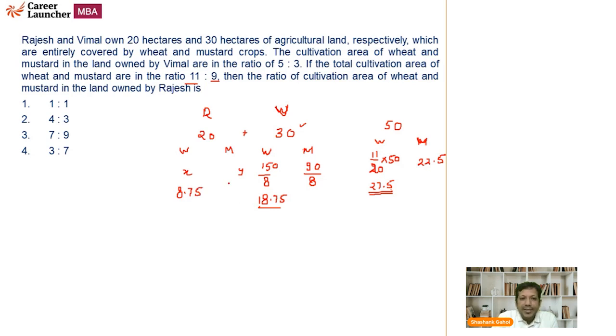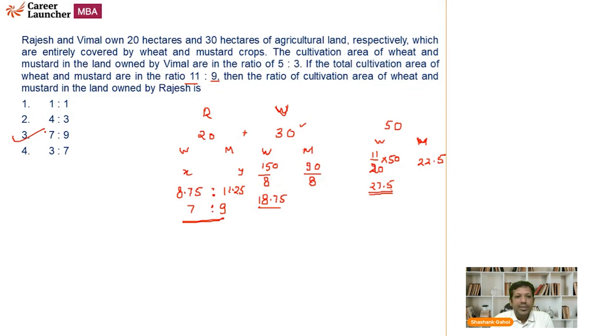So what is this area going to be? That area is going to be 11.25. Now the question is saying cultivation of this, that is 8.75 is to 11.25. Now this is going to be 7 is to 9. So my answer of this question is going to be option 3. That is 7 is to 9.